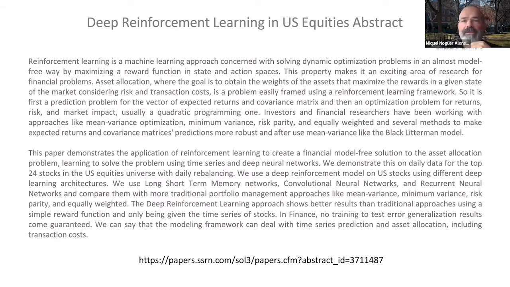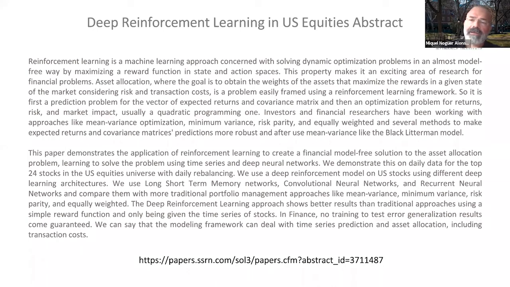So what we're trying to do here is, we have put together a reinforcement learning algorithm that tries to obtain the weights of the assets that maximize the reward in a given state of the market, considering risk and transaction cost. The idea is we're only going to feed the reinforcement learning algorithms with a time series of 24 US stocks. And we're going to ask, can these reinforcement learning algorithms learn what needs to be done when looking at the time series of these 24 stocks in order to maximize the reward, which are returns here?